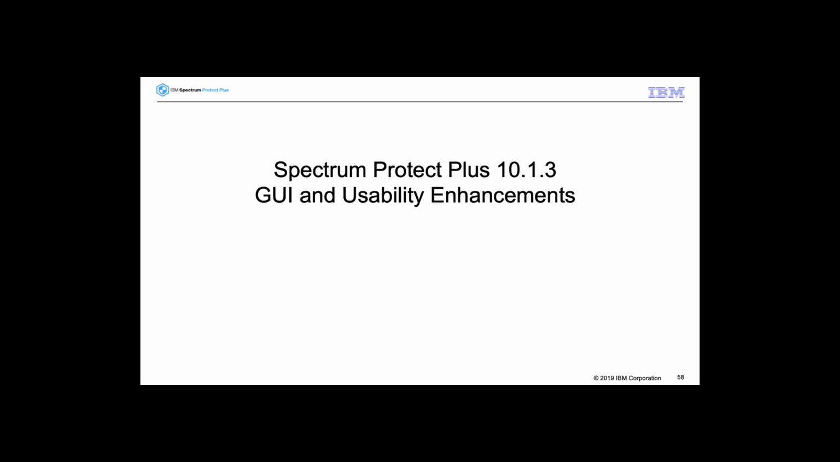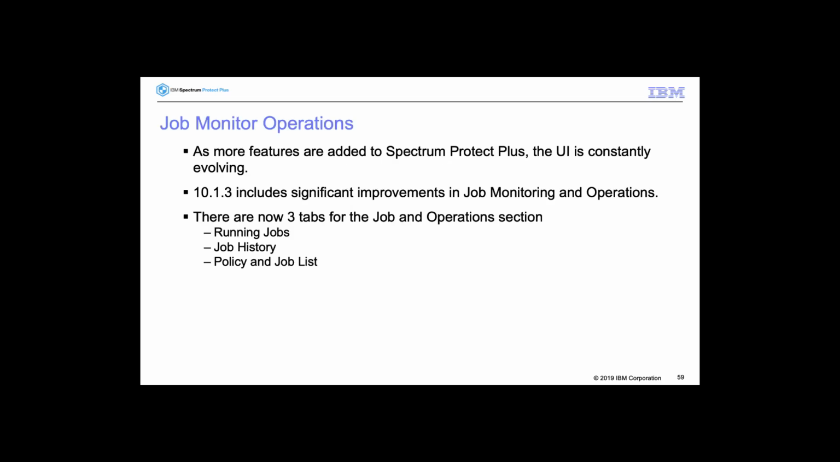So we've talked about S3 optimized offload, we've talked about MongoDB, we've talked about Exchange DB. Now we're going to go into the GUI and usability enhancements in Spectrum Protect Plus 10.1.3. So basically we continue to add features to Spectrum Protect Plus, and the user interface continues to evolve, and we continue to add more functionality to the user interface.